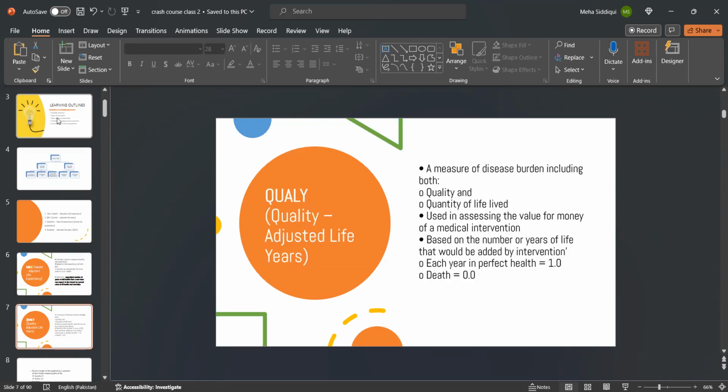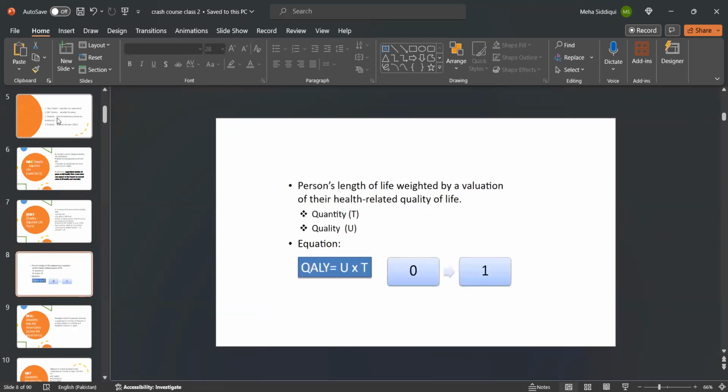Then comes quality adjusted life years. It is a measure of disease burden including both quality and quantity of life lived. It is used in assessing the value for money of a medical intervention, based on the number of years of life that would be added by the intervention. Each year in perfect health is denoted as 1 and death is given the score of 0. So it is a person's length of life weighted by evaluation of their health related quality of life. That is, the main components are quality and quantity, so QALY is the multiplication product of quantity and quality.